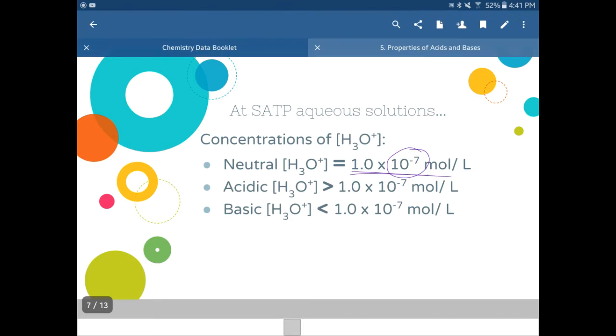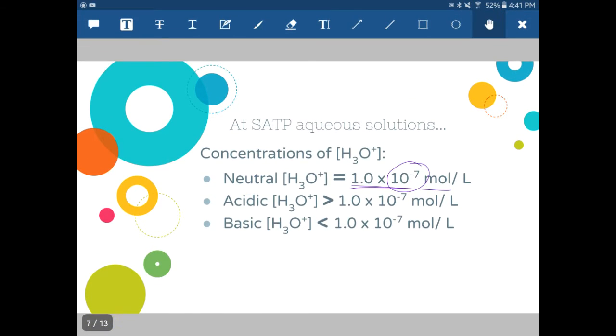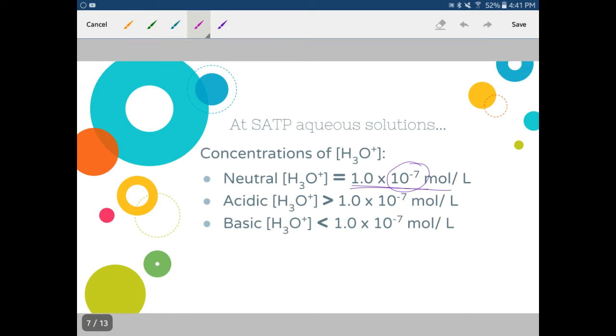Now one thing to keep in mind, we're talking about hydronium ions, which is a property of an acid. Whereas if we were to talk about our hydroxide ion concentrations, at neutral solutions, our hydroxide ion concentration is also going to equal 1.0 times 10 to the negative 7 moles per liter. In an acidic solution, our hydroxide ion concentration is going to be less than 1.0 times 10 to the negative 7, because now we're talking about how basic an entity is.